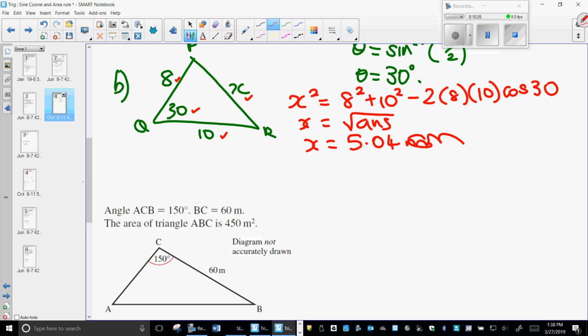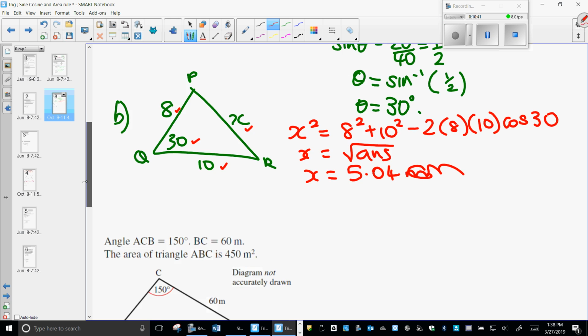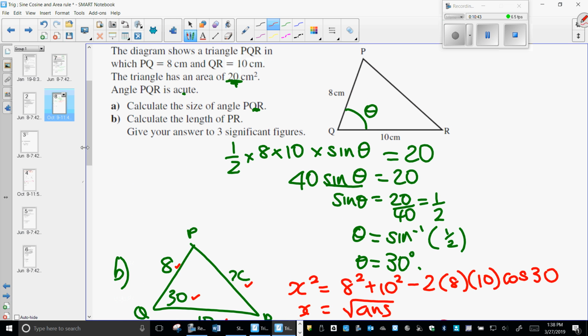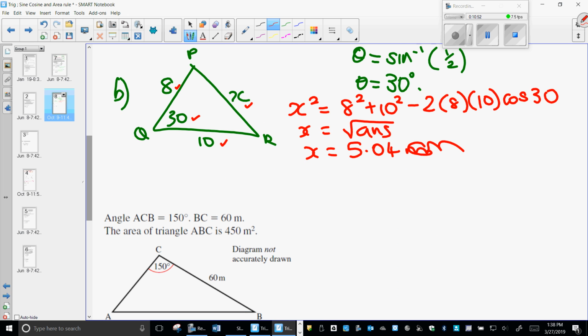Okay, next one. ACB is 150, BC is 60, area is 450. So they've given us a diagram, which is nice of them. It's in centimetres, isn't it? Isn't it centimetres squared though? No, because they were asking us to find the length of it. Okay. This is a different question, Nana. Yeah, I know. I was just doing.